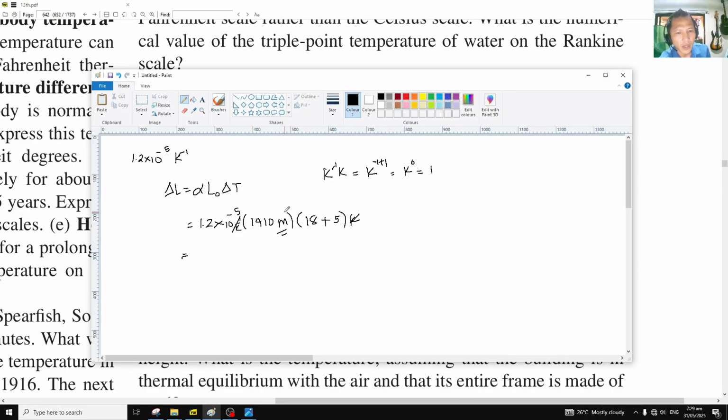So our unit would be meters. That is 1.2 times 10 to the negative 5 times 1,410 times 18 plus 5, which gives us 0.324 meters in 3 significant figures. It may not seem long for a span of almost a kilometer, but the concept has important implications, especially for civil engineers, because steel is embedded in concrete.